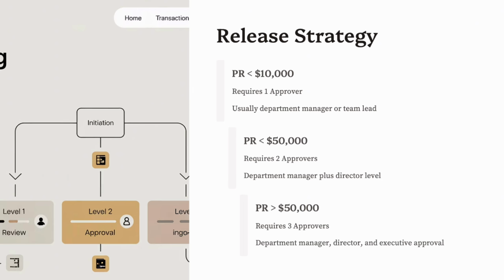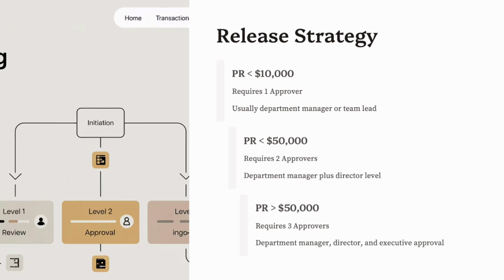3. Leverage purchasing info records. Info records (PIR) store vendor-material combinations, default prices, and lead times. When a PR references a material with an active PIR, price and delivery fields auto-populate.